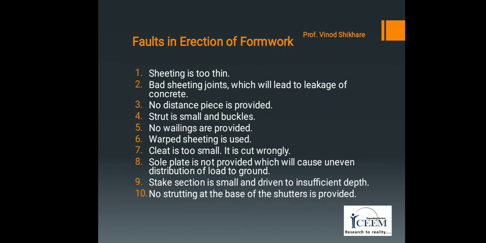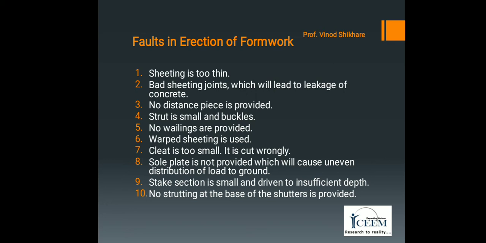Now let's see the faults in erection of formwork. First fault is sheeting is too thin in case of timber, because the strength of timber formwork is less than steel formwork. Second fault is bad sheeting joints which will lead to leakage of concrete, which causes segregation. Then no distance pieces are provided, strut is small and buckles.